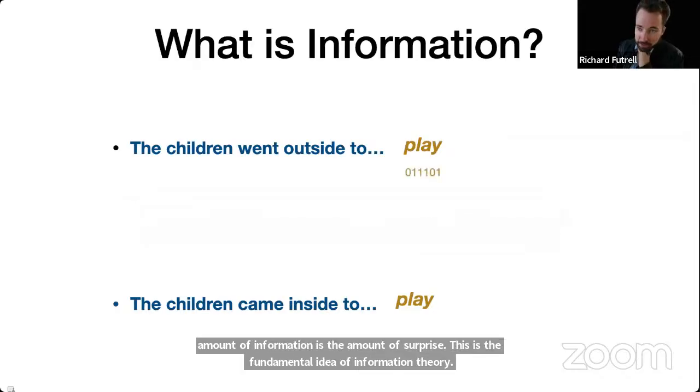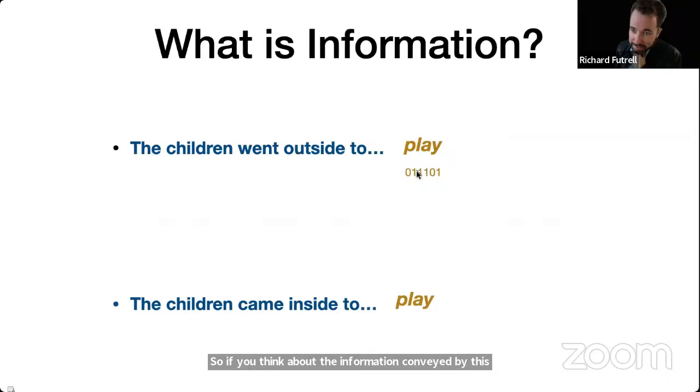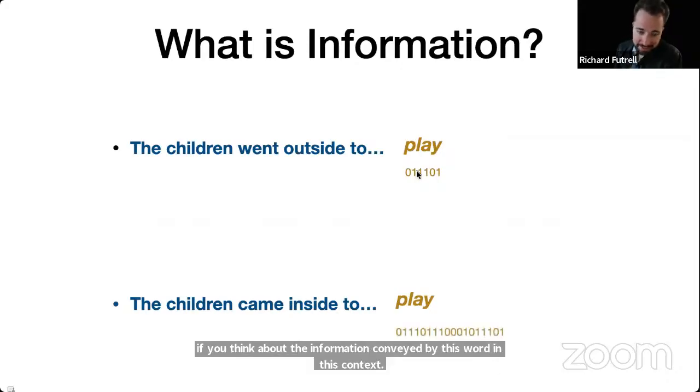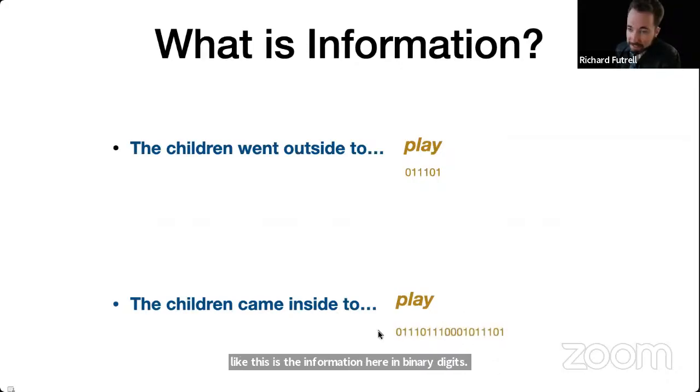So if you think about the information conveyed by this word in this context, this is the information here in binary digits. It's actually less than the information conveyed by the same word in a different context, because it was less predictable here.